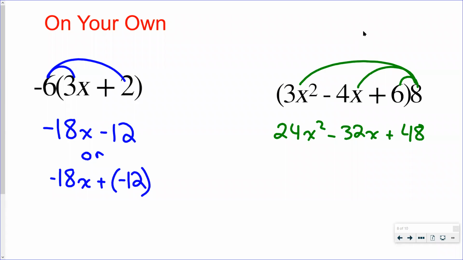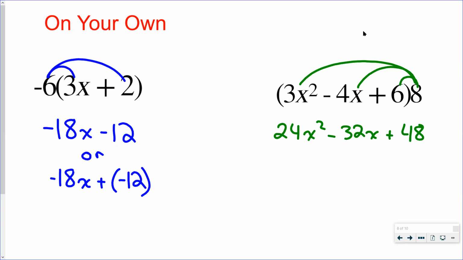So for the first one, you should have gotten negative 18x minus 12, or you could have done negative 18x plus negative 12. I said negative 8, that's negative 18. So again, negative 18x plus negative 12 or negative 18x minus 12. And then for the second one, we distribute the 8 backwards. So we should have gotten 24x squared minus 32x plus 48. And remember, we can't combine any of those because they're not like terms. So that was an on your own.